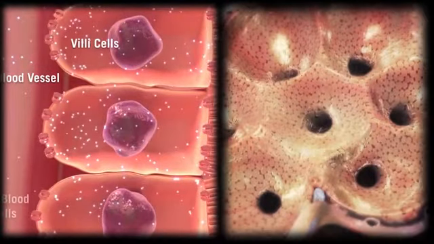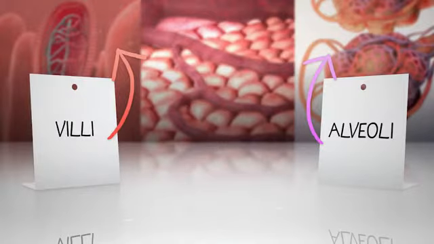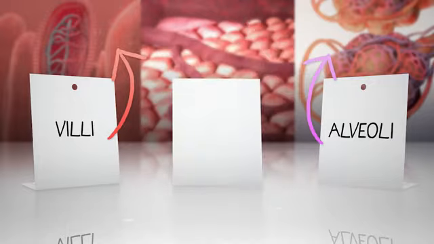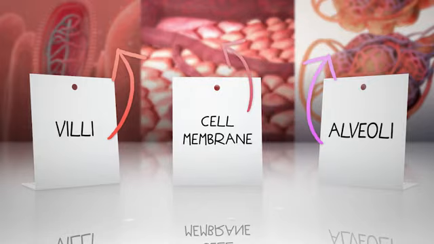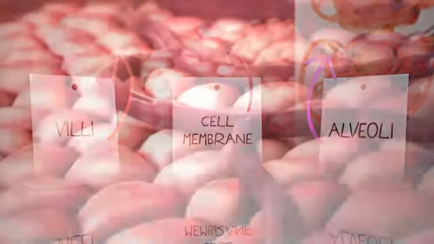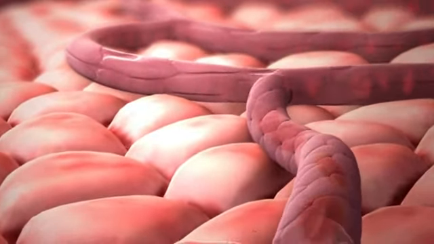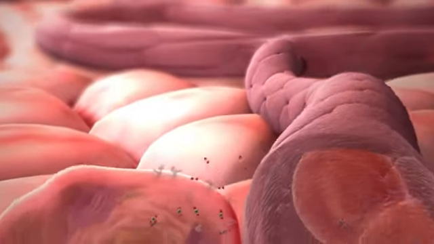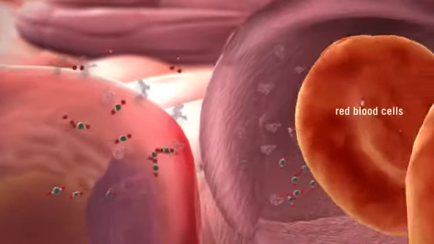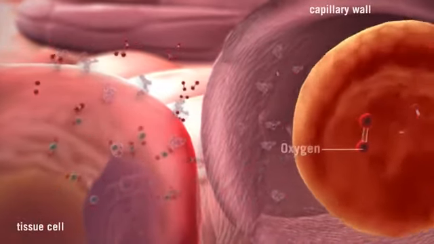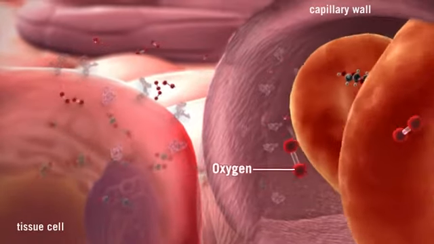That is why they are both represented by the same thing in the model, an index card with a hole in it. There's one more index card in the model. It represents the cell membrane of every cell in the body. The cell membrane is much smaller than the villi or alveoli. However, like the villi and alveoli, the cell membrane is a transfer point for molecules. The cell membrane allows certain molecules to enter and leave the cell.